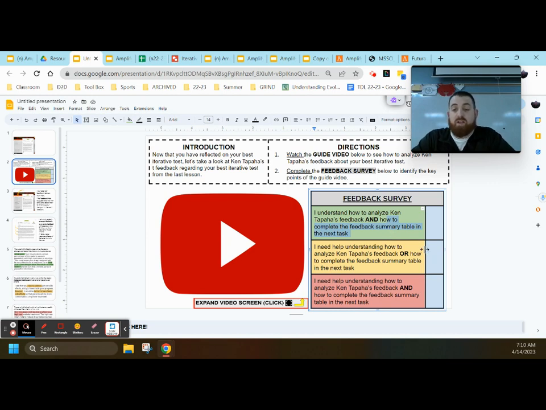feedback summary table. If you put your X in yellow or red, reach out. Otherwise, good luck.